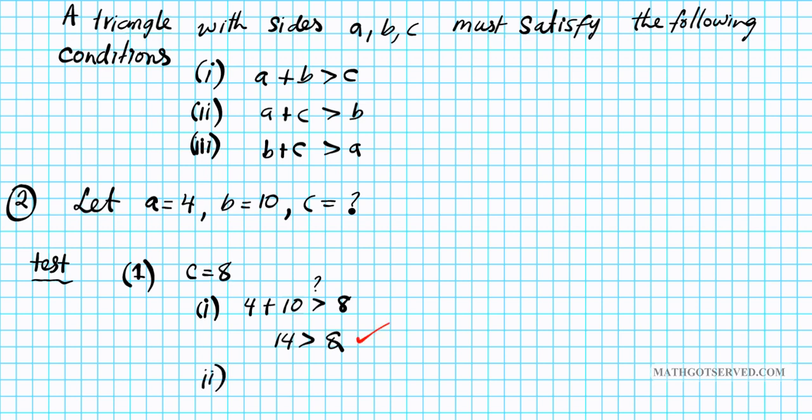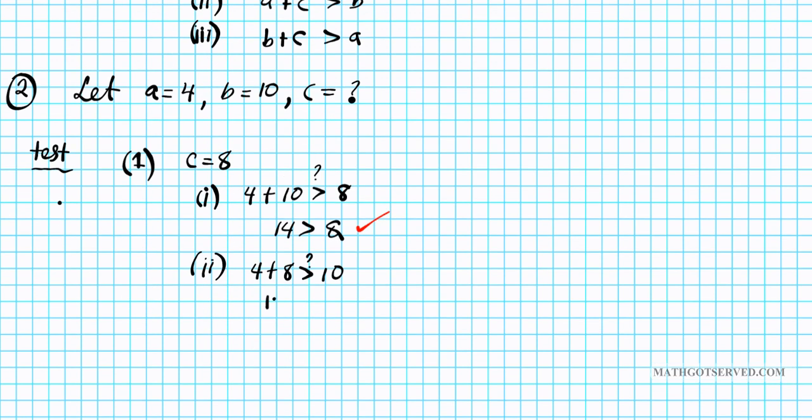Test number 2 requires the sum of A plus C to be bigger than B. A is 4, C is 8. That's our candidate. The question is, is 4 plus 8 bigger than the third side 10? Is A plus C greater than 10? 4 plus 8 is 12. Is 12 greater than 10? It certainly is. Yay, it passes test 2.